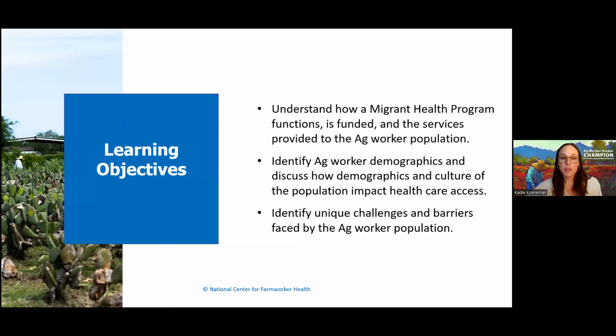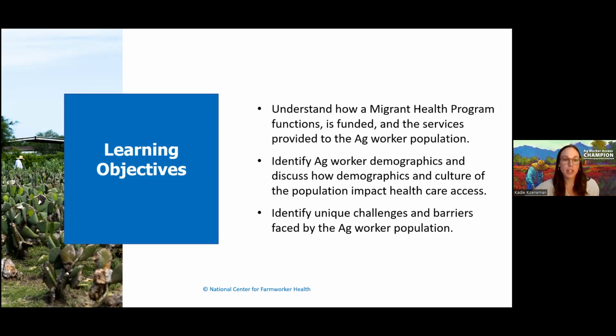Today, we're going to be covering 3 different learning objectives, and our hope is that by the end of our time together, you will have a foundational understanding of agricultural worker health and the unique factors that impact this population and their access to healthcare. So understanding how a migrant health program functions and is funded and the services provided to the ag worker population.